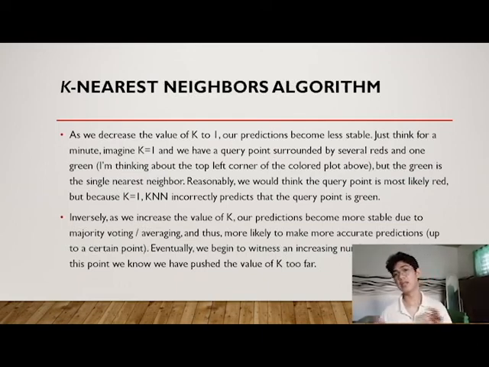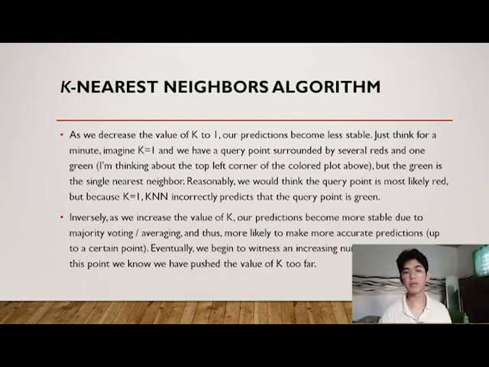Just think for a minute, imagine k equals 1 and we have a query point surrounded by several reds and one green. Let's say we're thinking about the top left corner, but the green is the single nearest neighbor. Reasonably, we would think the query point is most likely red, but because k equals 1, KNN incorrectly predicts that the query point is green. So when k is decreasing, we have an unstable prediction.